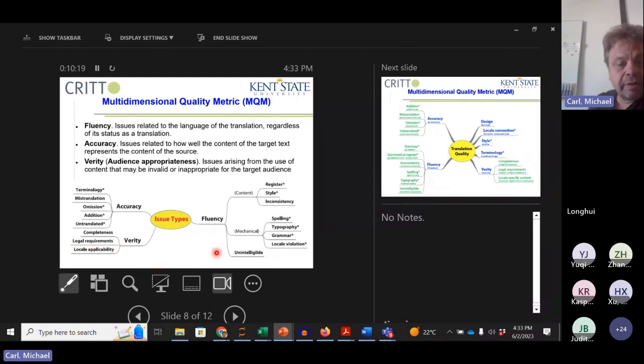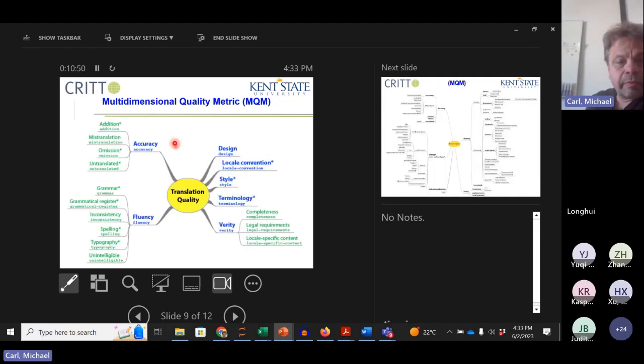And as you can see on this picture here, it's a kind of hierarchical organization. In the middle we have an error, so there is an issue in the text. And then we can say, okay, what kind of issue is it? Is it accuracy, fluency, verity? And then we can go down in this tree and look into whether it's a mistranslation, omission, addition, and so on. So this is one way of factorizing this taxonomy.